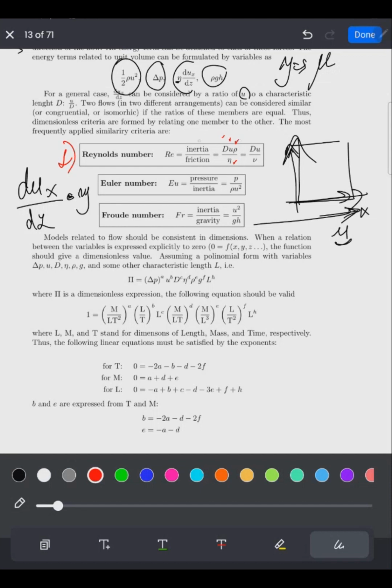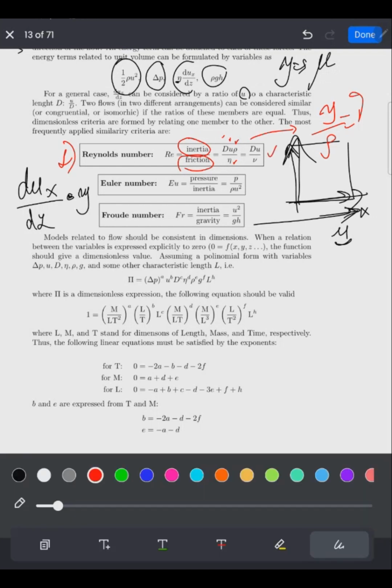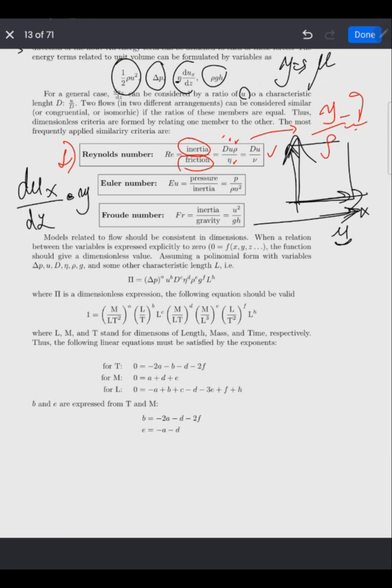Two flows in two different arrangements can be considered similar if the ratios of these members are equal. There are three important numbers, actually more than three, but we'll discuss only three of them here. They are very important numbers discussed in fluid dynamics and fluid mechanics. I will show them in red color. The first one is the Reynolds number.